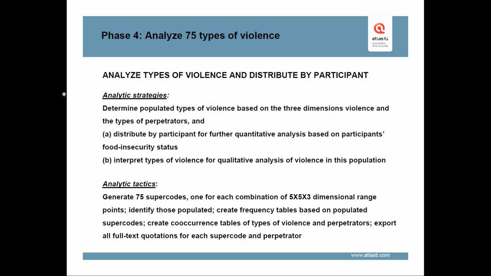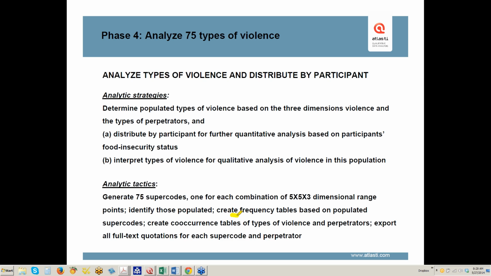So the next stage was to work on these 75 types of violence and to then distribute them by participant and see which participants had which kinds of violence. And we could further quantitatively analyze that based on their food insecurity status. And the quantitative article was one that correlated the fact that the women with the worst hunger or the worst food security did tend to have the highest degree of violence in their lives. And so that's what the article was about.